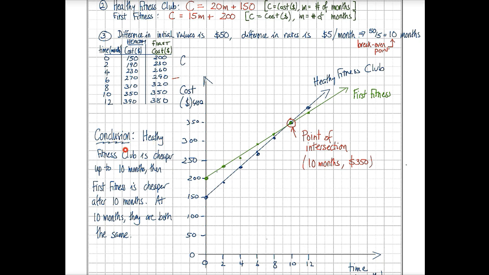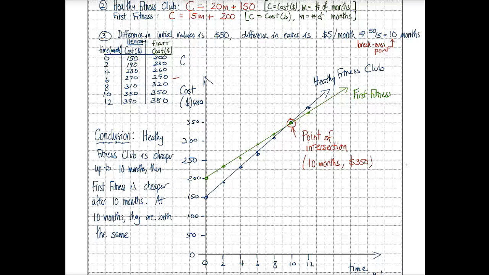Our conclusion would be Healthy Fitness Club is cheaper up to 10 months. If we see from 0 to 10 months here, this blue line is lower. So that's Healthy Fitness. They're cheaper up to 10 months. And First Fitness, which is the green line here, is cheaper once we go past 10 months. And at exactly 10 months, they're both the same. That's the point of intersection.